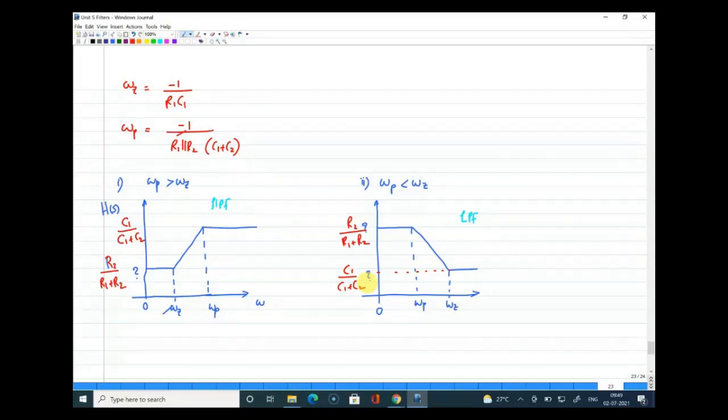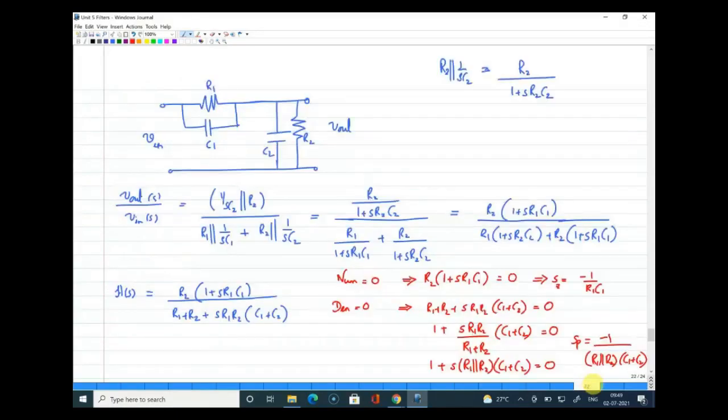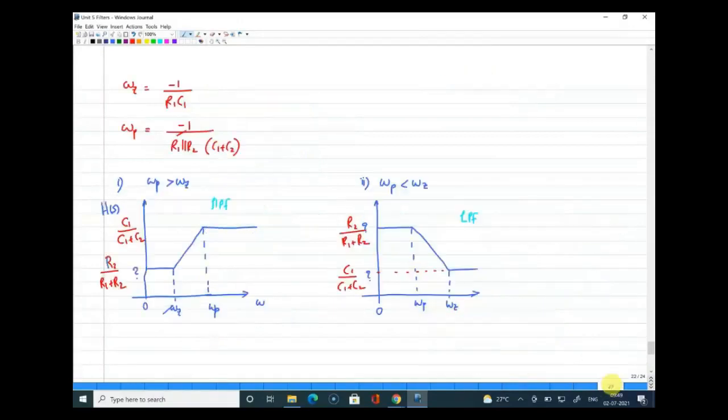Sir, could you repeat once how you found the magnitude? All right. So you have the transfer function expression here. To directly get the magnitude at zero frequency, you can substitute S. What is S? S is equal to 0. So when S is equal to 0, what you will be left with will be only R2 by R1 plus R2. So at 0, this magnitude will be R2 by R1 plus R2.